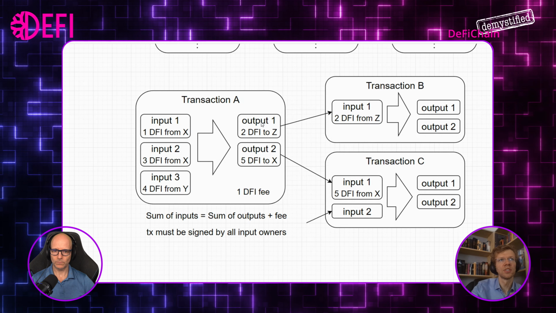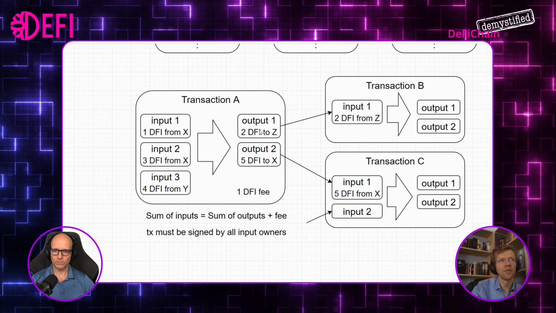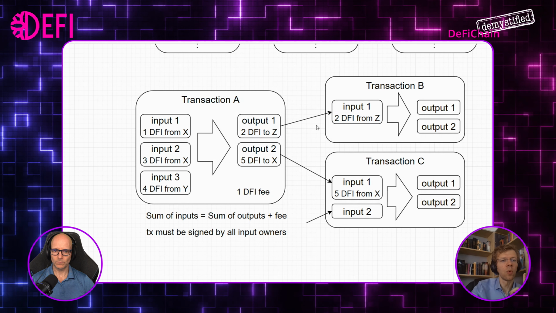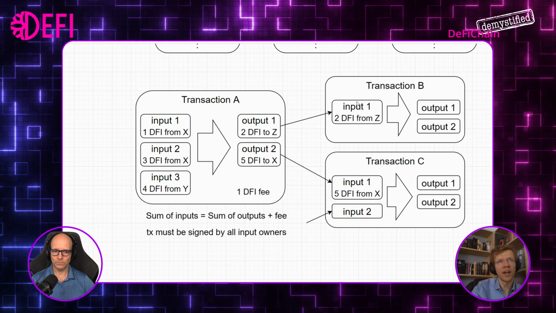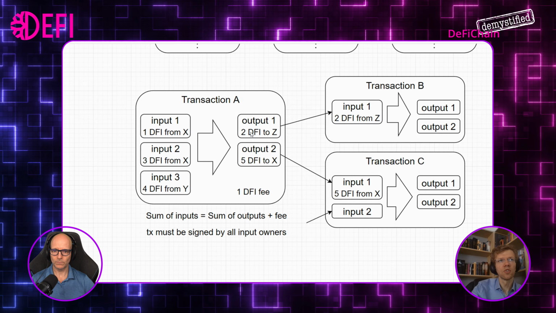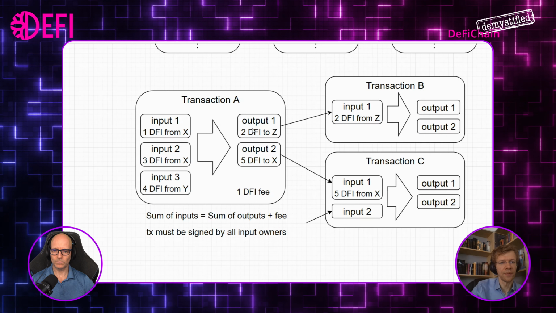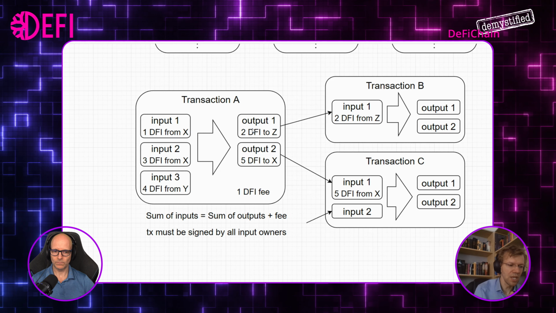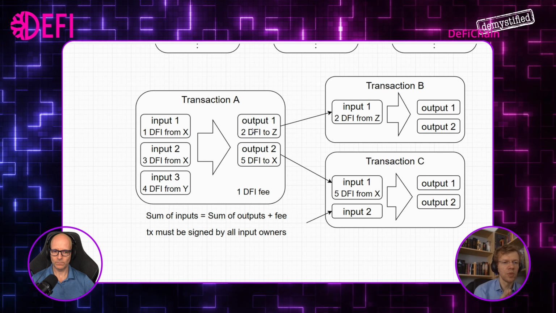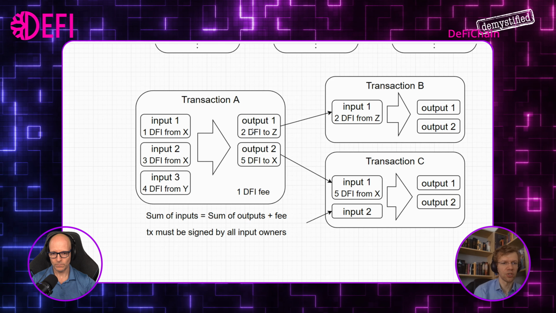So it's not possible to say, Z received 2 DFI here, and he only needs 1 DFI to send to someone. He can't say, I only take 1 DFI as input, because he needs to spend the full 2 DFI. And that feels strange in the beginning when you hear it the first time, but actually that's what we do in our everyday life with cash.